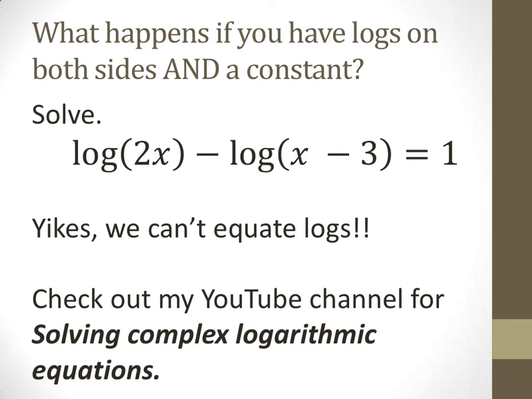What happens if you have logs on both sides and have a constant? Now, if this constant was 0, we could add this logarithm to the other side, and we'd get log of 2x is equal to log of x minus 3, and then we could do what we just did with the previous problem, but that's not the case. We've got an extra number constant here. If we add this guy to the other side, we're still going to have the same issue. You can only equate logarithms when you have a log equal to a log. You cannot have extra pieces hanging around as well.